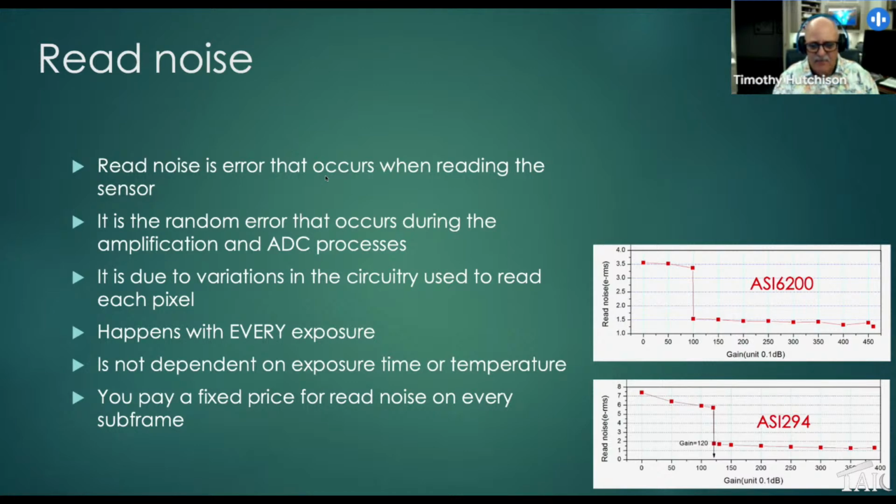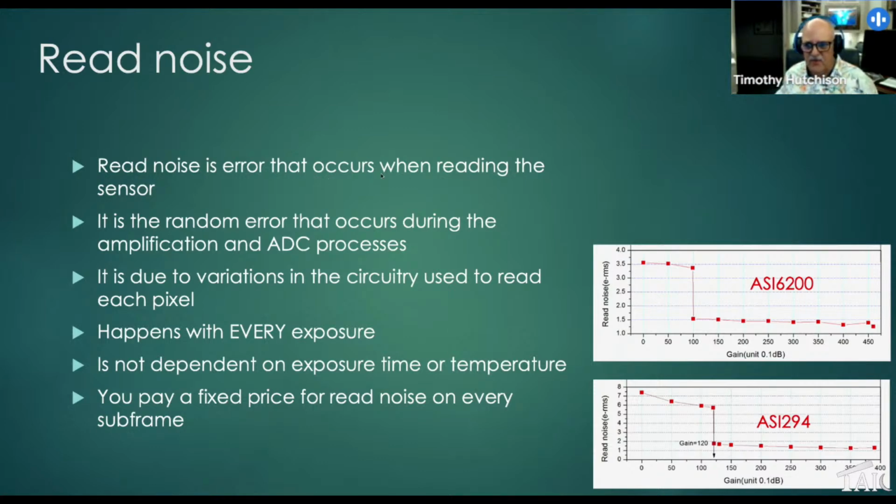Now, read noise happens in every single exposure that we take, whether it be a light from our target object, a dark frame that we capture when we're capturing darks, or a flat frame when we're capturing flats. We always have read noise, right? It doesn't depend on exposure time or temperature or anything like that, but you pay a fixed price for read noise on every single subframe that you take from sensor to an image file, right?